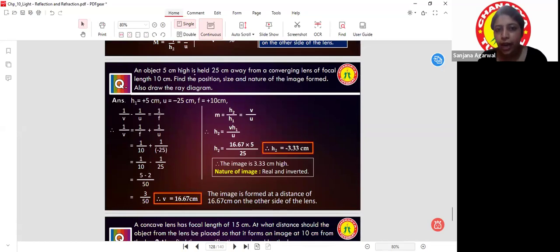Okay. An object 5 centimeter high is held 25 centimeter away from a converging lens of focal length 10 centimeter. Find the position, size, and nature of the image formed. Also draw the ray diagram. Okay, let us solve this question. Which one is the converging lens, children? Convex lens. So the object is 5 centimeter high. So the height is given to us.